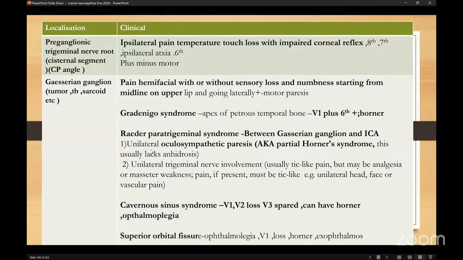What is Raeder's paratrigeminal syndrome? It is basically the Gasserian ganglion and ICA. The space between the internal carotid artery and Gasserian ganglion has soft tissue there. You can get a Horner and facial sensory loss or pain. Cavernous sinus and superior orbital fissure we know.